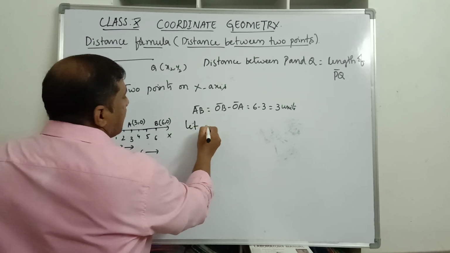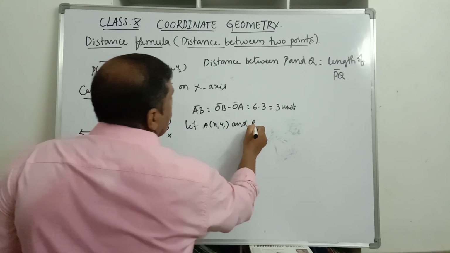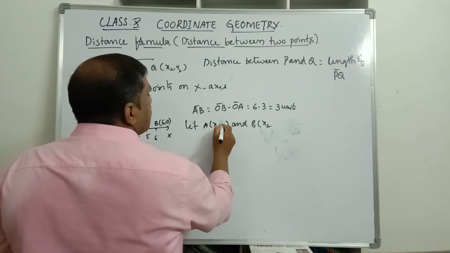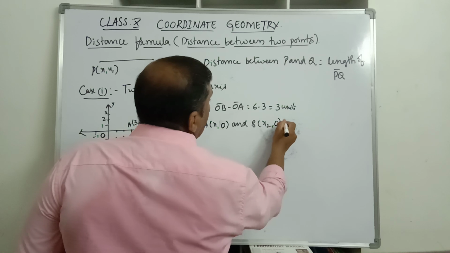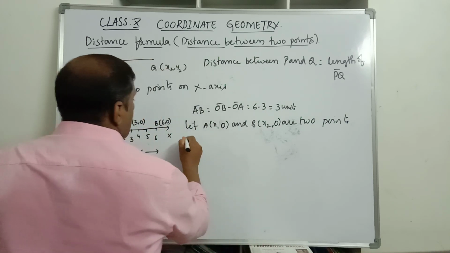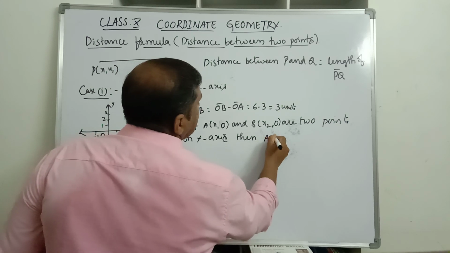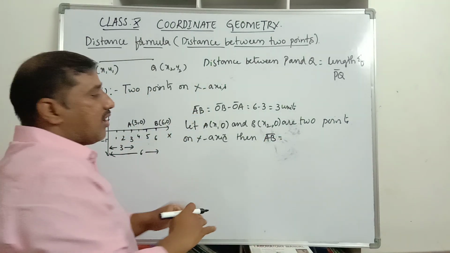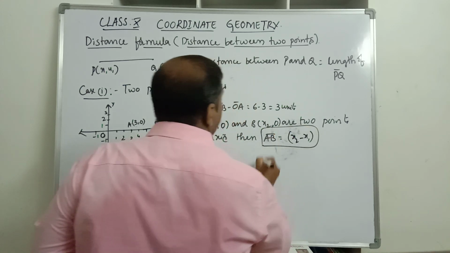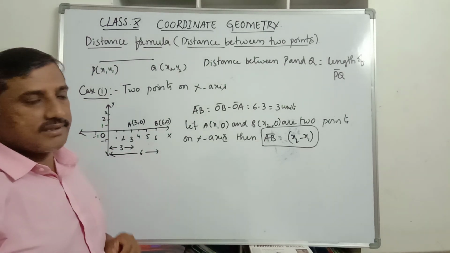If 2 points are on the x-axis, what is the distance? Let A be (x1, 0) and B be (x2, 0), 2 points on the x-axis. Then the length of AB is equal to what? The difference of their coordinates, that is x2 minus x1 units. This is the distance between the 2 points on the x-axis. That is the first case.